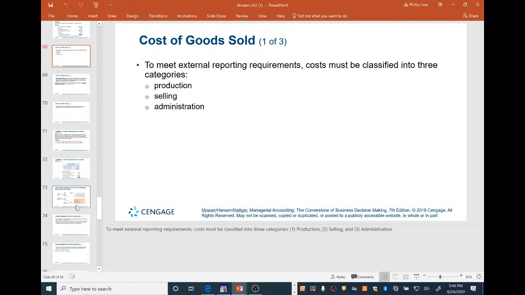So that's cost of goods sold. We have to have them broken down into three different categories there. That's why most companies use that multi-step income statement. So that's why I touched on that earlier in the class. So it makes sense, right? What are the three categories of cost for external financial reporting? Product, selling, and administration. Right.